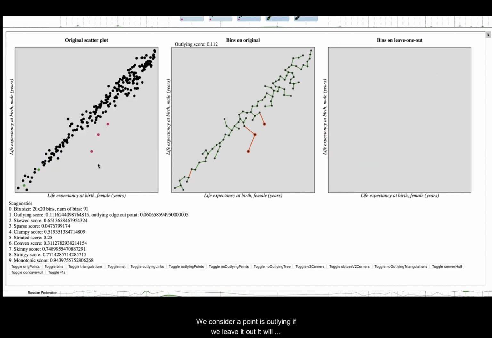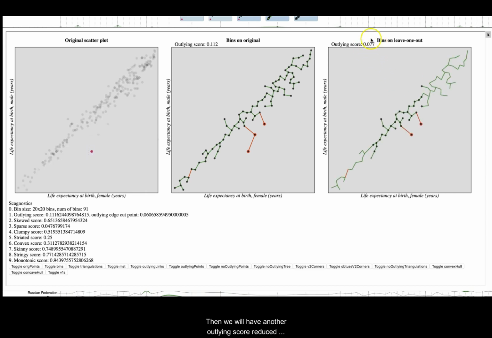We consider a point outlying if, when we leave it out, the outlying score decreases. Say if we leave Iran out, then we get an outlying score reduced compared to the original outlying score. So Iran is considered an outlier.